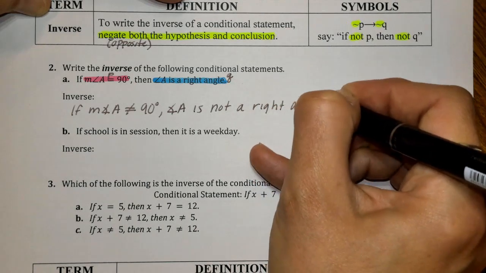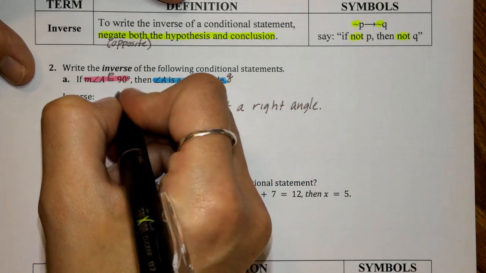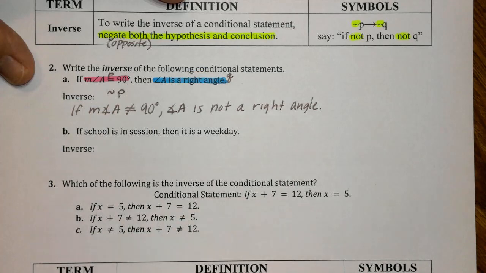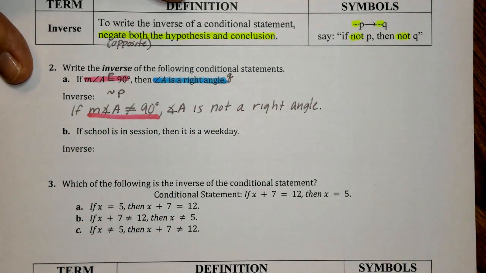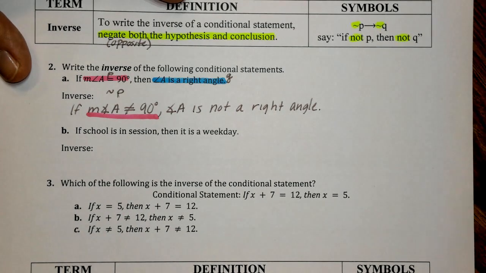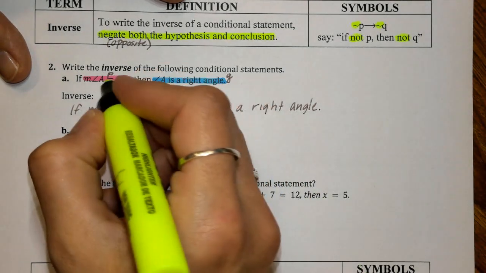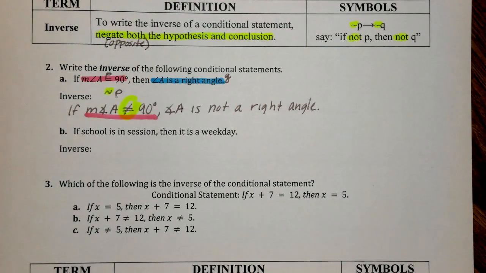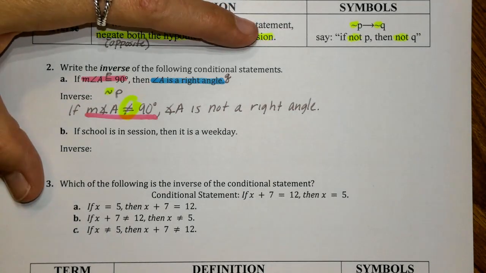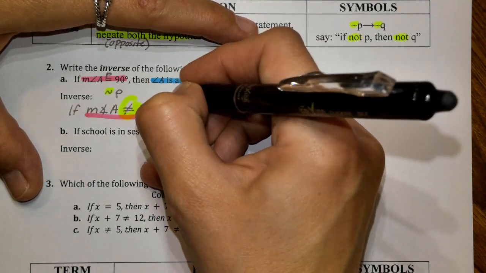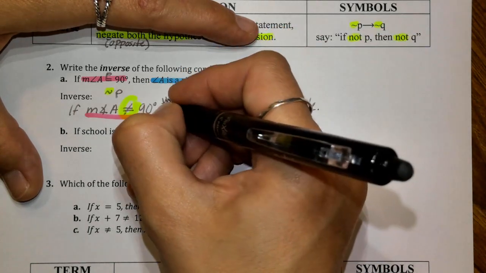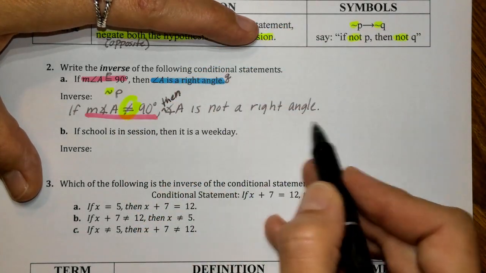And we'll look at the highlighting here. We still have P first, but now we have changed P, a measure of angle A is 90. We have now negated it. We've changed it. There's that squiggle line. We've said not equal to 90. Our conclusion, guys, I am so sorry. We need the word then in here. I cannot believe that I forgot that. I'm not restarting the whole video because of that. We do need then angle A is not a right angle.